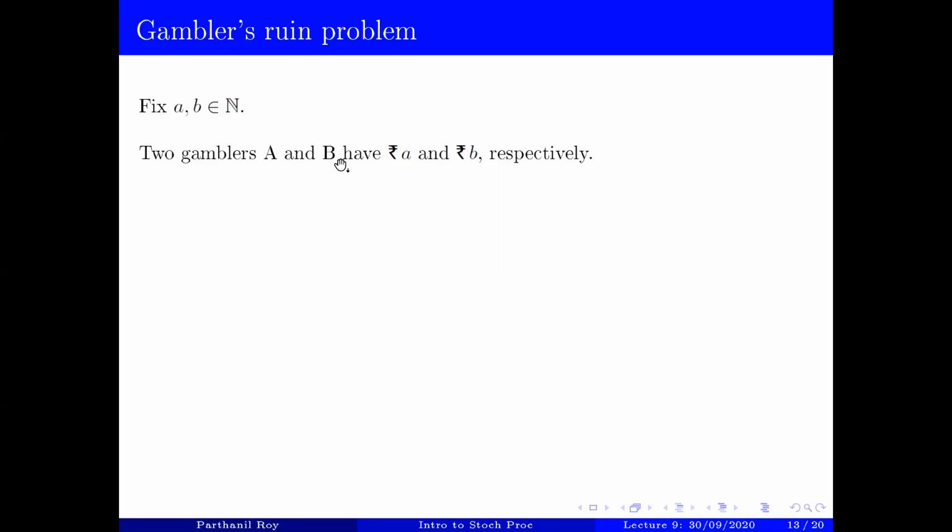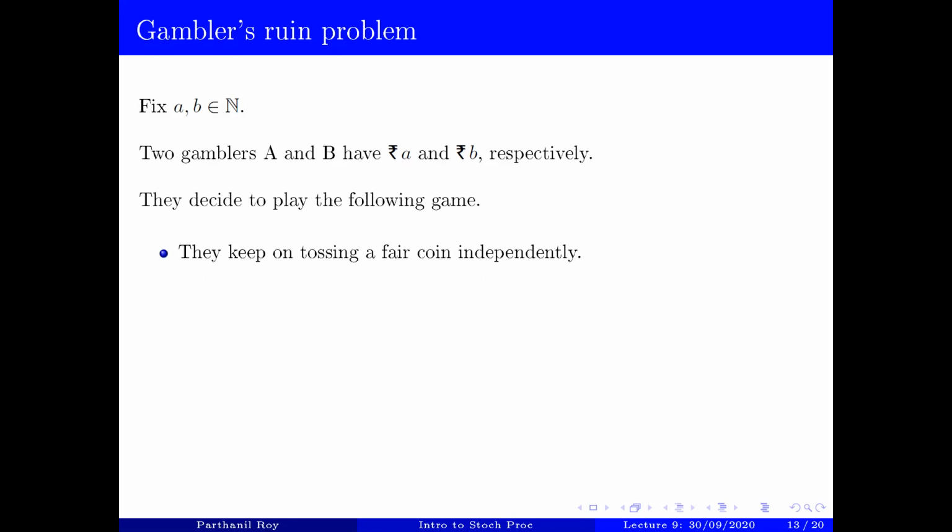So you fix two positive integers, a and b. Suppose you have two gamblers, A and B, which have in their pockets rupees a and rupees b, respectively. And that's all they have. No other money. Now they decide to play the following gambling game. What is the game? They keep on tossing a fair coin independently.